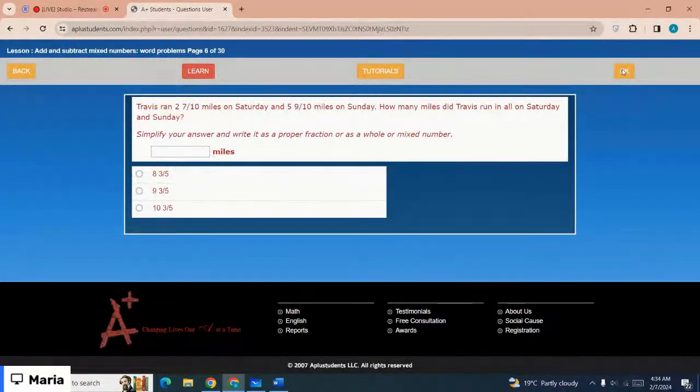The next one is Travis ran 2 whole 7 over 10 miles on Saturday and 5 whole 9 by 10 miles on Sunday. How many miles did Travis run in all Saturday and Sunday? So, which is the correct option? You need to calculate the total distance he covered on Saturday and Sunday. So, that means you need to add them. So, which is the correct option?